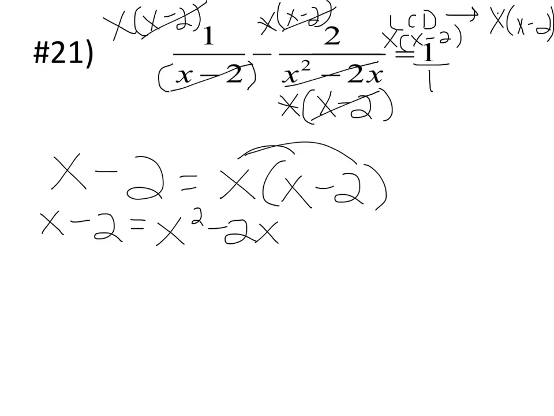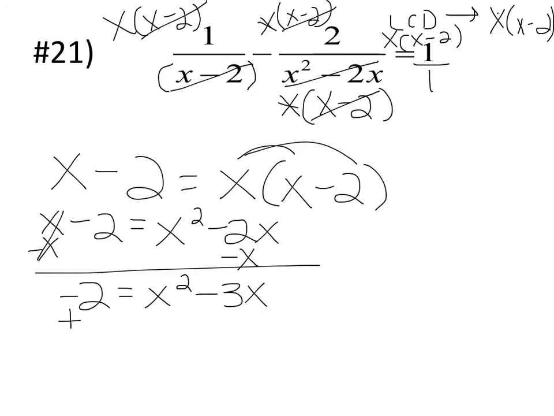And we need to get everything equal to 0, because if we have an x squared, you know you're going to have to factor to solve this. So, well, I should say if you have an x squared and an x, you know you're going to have to factor. So let's subtract x from both sides, giving me negative 2 is equal to x squared minus 3x. Then add 2 to both sides. So you get 0 is equal to x squared minus 3x plus 2.